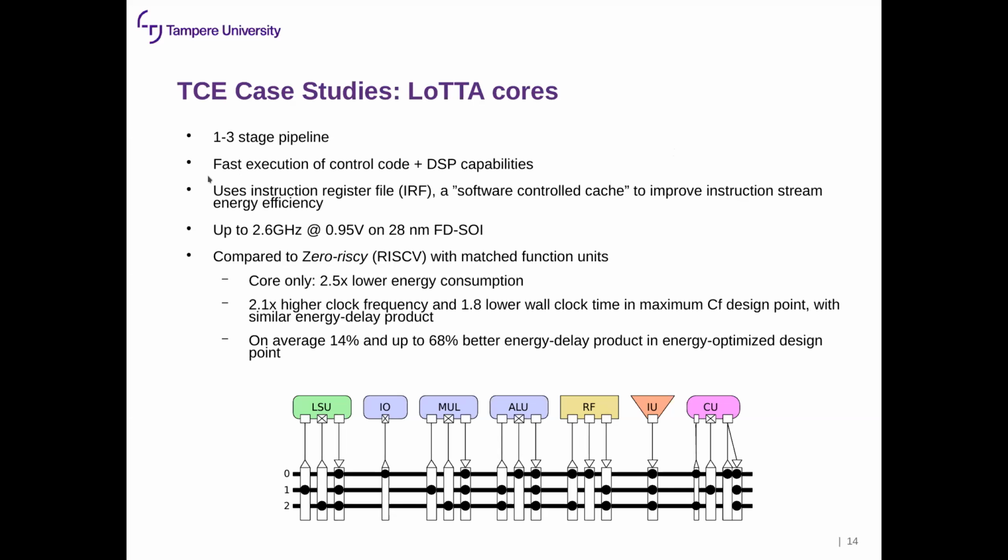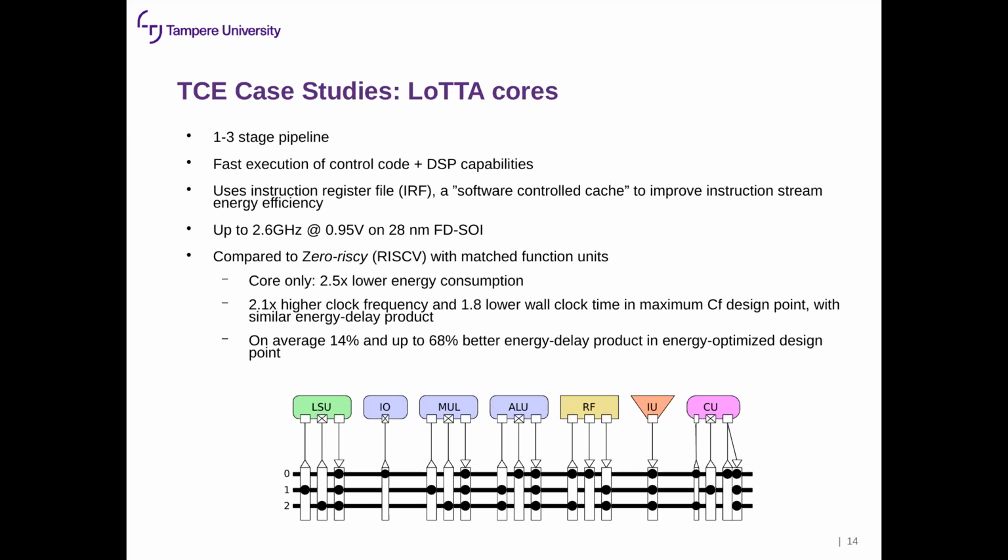And because we have a long instruction word architecture, like I mentioned, we incorporated this instruction register file, which you could think of as a software controlled cache to improve the energy efficiency. And the results, we got up to 2.6 gigahertz clock frequency on this 28 nanometer process technology.